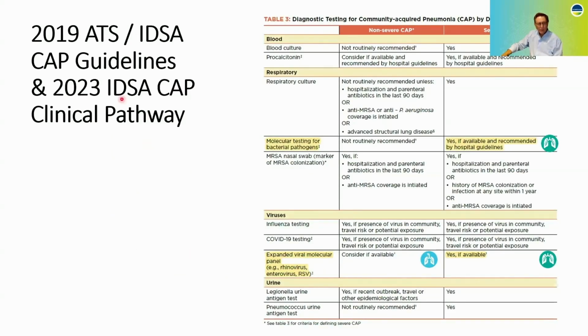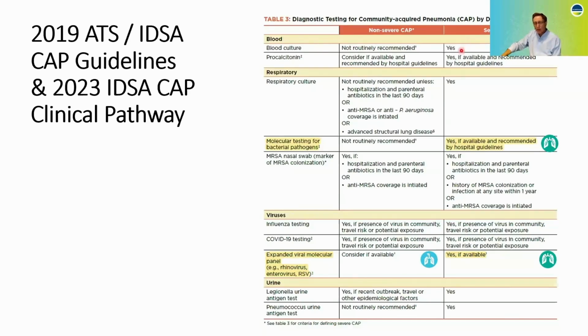The IDSA, the Infectious Disease Society of America, updated their guidelines from 2019 that was co-written by the American Thoracic Society, and they came up with what they call the clinical pathway for community-acquired pneumonia. And it divided it up into non-severe and severe. So if you look at this, this is getting a little bit to diagnostic stewardship, which is one of my passions. But you can see for non-severe pneumonia, the percent positive blood culture is very low. And we're not recommending routine blood cultures for non-severe pneumonias. Those are patients who may be going to the floor rather than the ICU.